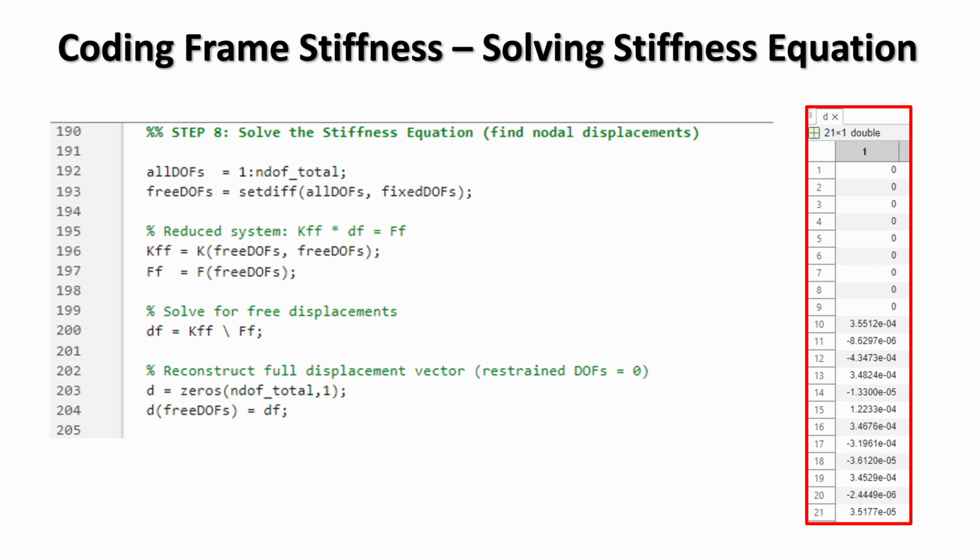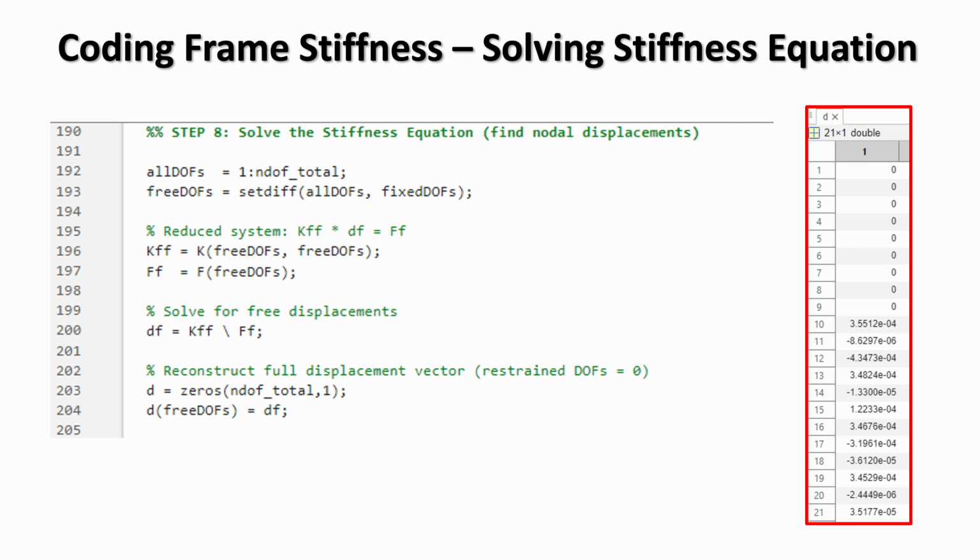At this stage, we've assembled everything we need: the global stiffness matrix K, the global load vector F, and the list of restrained degrees of freedom from the boundary condition input. Our goal now is to find the nodal displacements, which is the heart of the stiffness method. We begin by identifying which degrees of freedom are free and which are fixed. The setdiff command gives us the list of all degrees of freedom that are not restrained by supports. Those degrees of freedom are the unknowns of the problem, and using those we can extract the reduced stiffness matrix KFF and the matching reduced load vector FF.